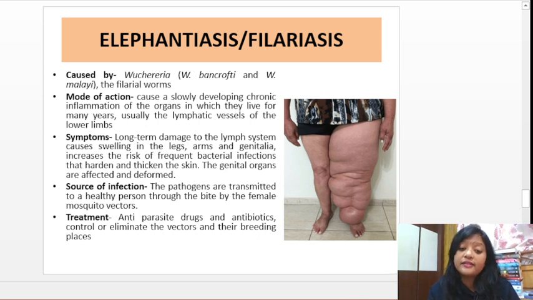And what is the source of infection? As I told you, it is a mosquito bite. The female mosquito vectors may contain the pathogens, which are transmitted to a healthy person through the bite, and it may lead to this infection. Now treatment. How do you treat this? Again, same thing. You have to use antiparasite drugs and antibiotics, and eliminate the vectors and the breeding places. So this is all about elephantiasis and filariasis.